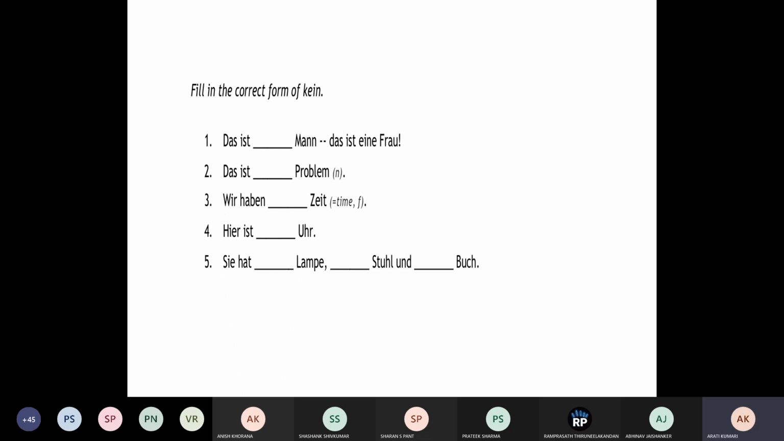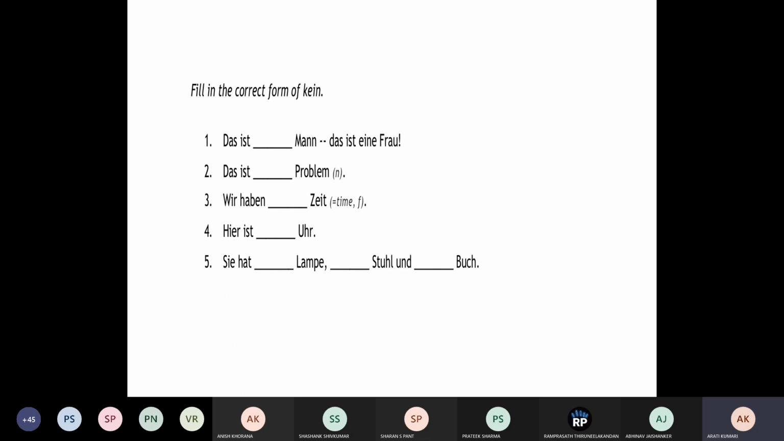Die Uhr. Or the clock. So, same like previous sentence. Here is keine. Keine. Yes, here is keine Uhr. When you say Uhr, H will be silent. It will sound like a Uhr. Yeah, so remember that. Okay, last sentence.